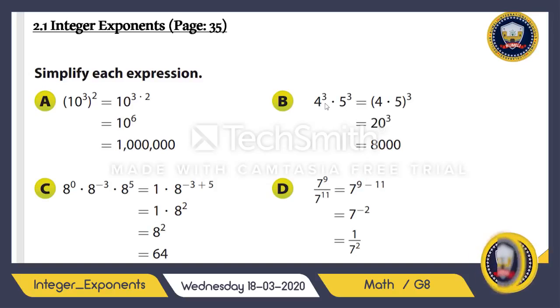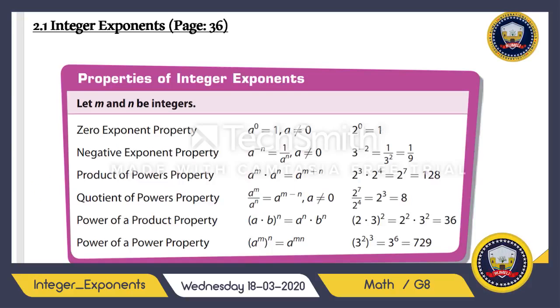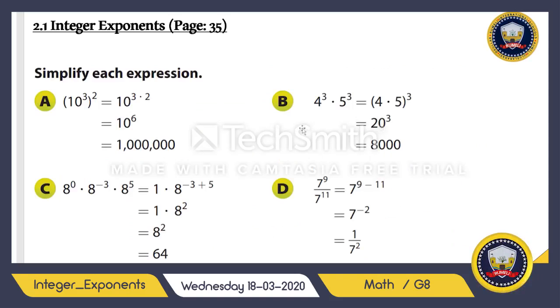Okay, for b, we have 4 to the power of 3 times 5 to the power of 3. Okay, it is the inverse of the last one here. So here we have a times b to the power of n. We distribute the power. Here we have the power distributed and we are taking it out of the brackets. So this is equal to 4 times 5, all to the power of 3. To simplify this, I start by multiplying 4 times 5, that is 20, raised to 3, which is 8,000.